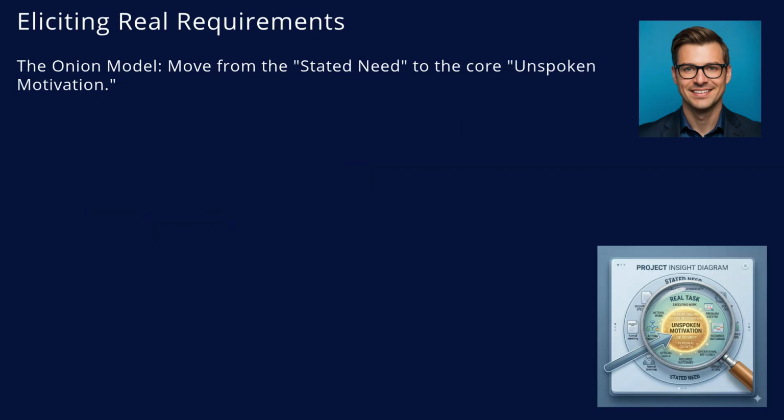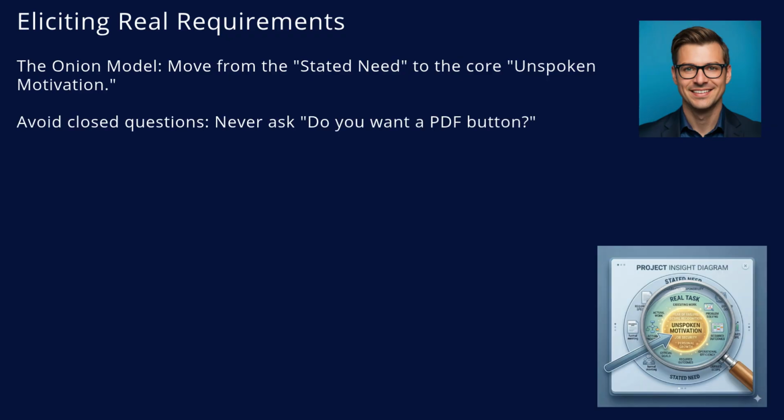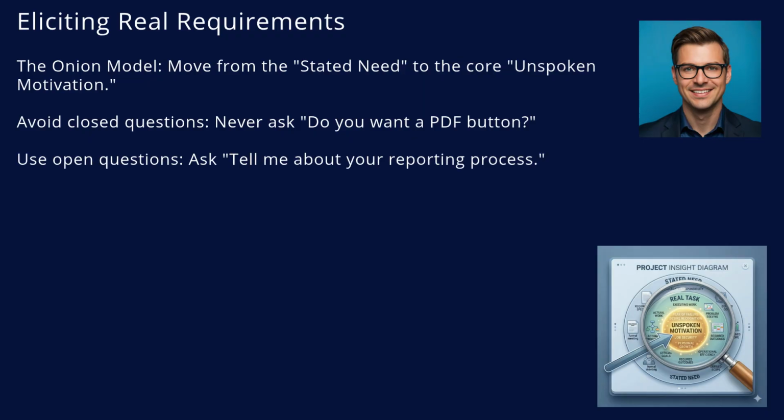When gathering requirements, use the onion model. You must peel back their initial, stated need, to discover the core, unspoken motivation driving the request. To do this, avoid closed questions. Never ask a stakeholder if they want a specific technical feature like a PDF button. Instead, use open-ended questions. Ask them to tell you a story, such as, "Tell me about your current reporting process."